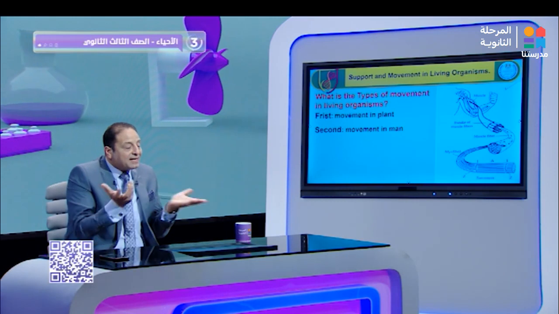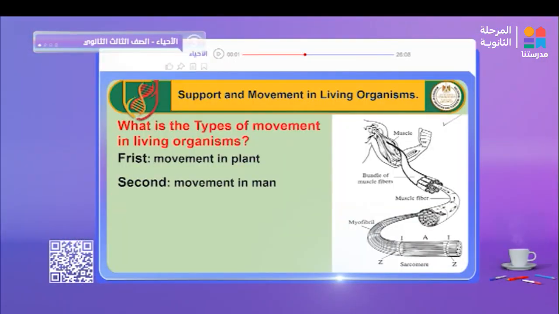Another point: what are the types of movement in living organisms? There is more movement in plants, and second, movement in man. Movement in plants includes cytoplasmic streaming, a continuous movement in the living organism. Then there is positional movement, for example peristalsis in the esophagus. Another type of peristalsis is the movement inside the stomach and small intestine, which is a positional movement. Right, excellent.